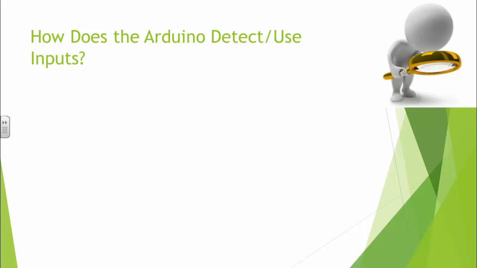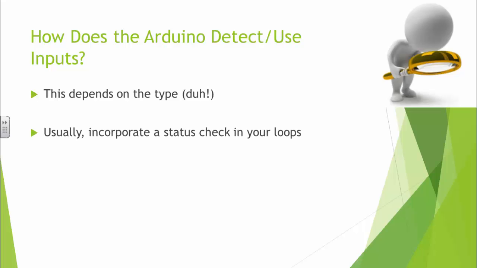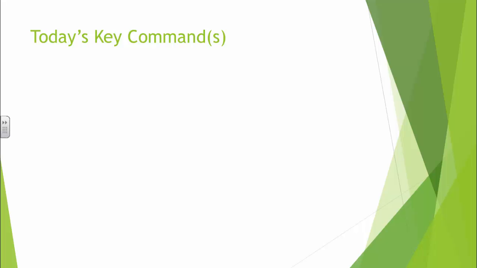Okay. Now, so we've seen that there are many, many different inputs that we can accept with the Arduino. We're going to scale things back a little and look at the simplest of these inputs for now. And in order to do this, we need to talk about how the Arduino detects and uses inputs. Of course, it depends on the type. Usually we're going to incorporate a status check in a loop, and each of these will be coded in a different way.